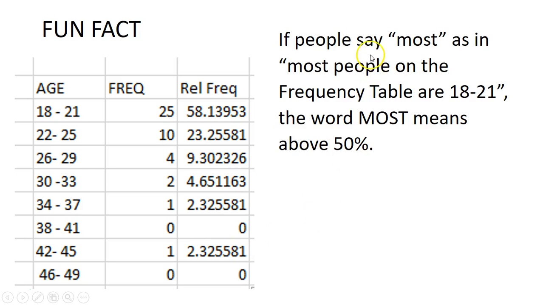Fun fact: here's your first little statistical tidbit of knowledge to drop. If people say most, as in most people on the frequency table are between 18 and 21, the word most means above 50%. Anytime you use that, when you say most people, that means it's more than 50%. Okay? So keep that in mind.